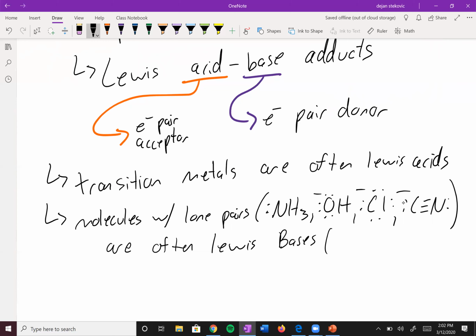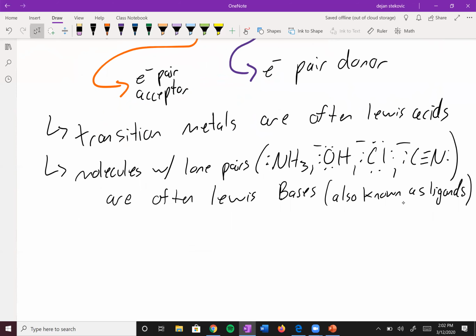When they're bound to a transition metal, they are also called ligands. You'll hear ligands much more often than you will hear Lewis bases. And we'll learn more about this stuff when we get to the transition metal chapter. This stuff is very important for like catalysis.